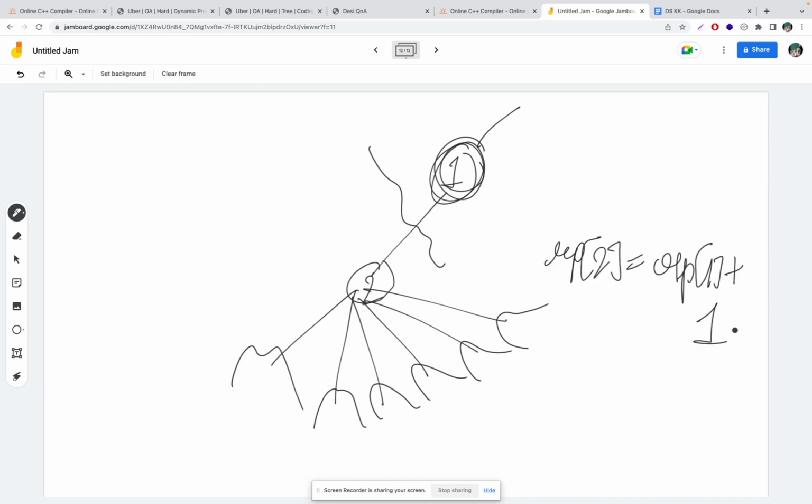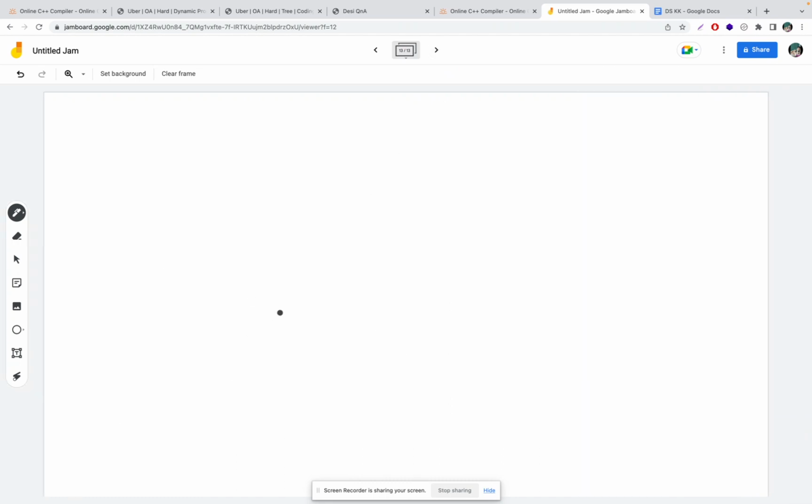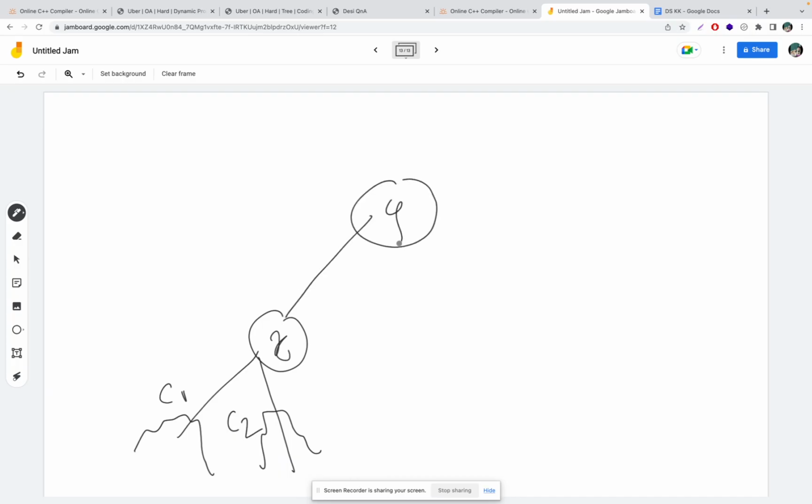Now let us make things more complicated. Say I have a node x here, and I have so many subtrees here, subtree 1, subtree 2. Then I have its parent node, let's say it is y, and then there are more nodes.